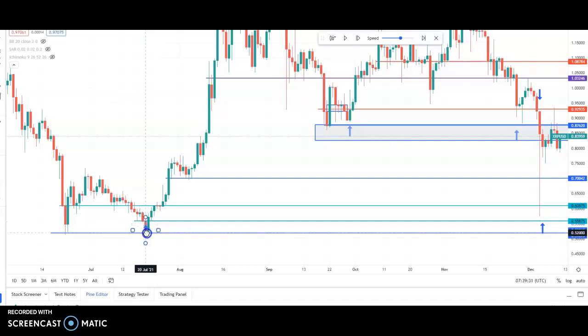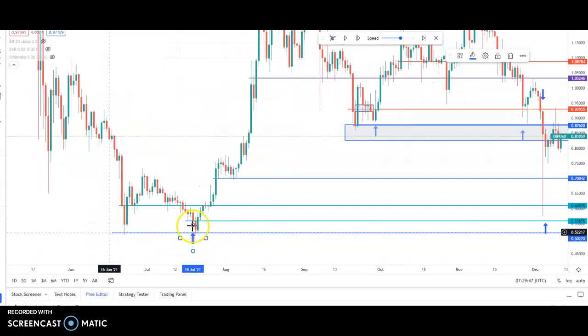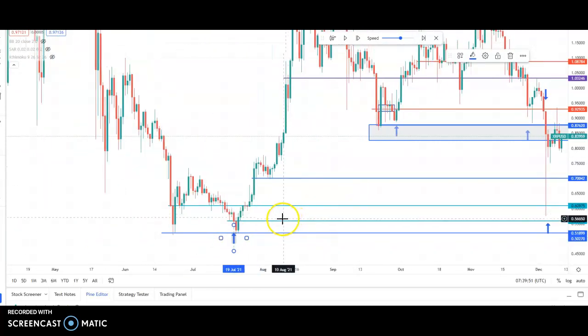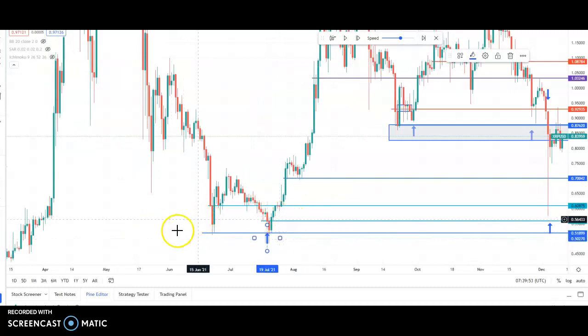Come down here to the same wick region, and we have another engulfing candle at this area of interest. So not only do we have multiple order blocks in this area, right? If you have more than one, I would say two to three order blocks in that region, you have something called blockful.